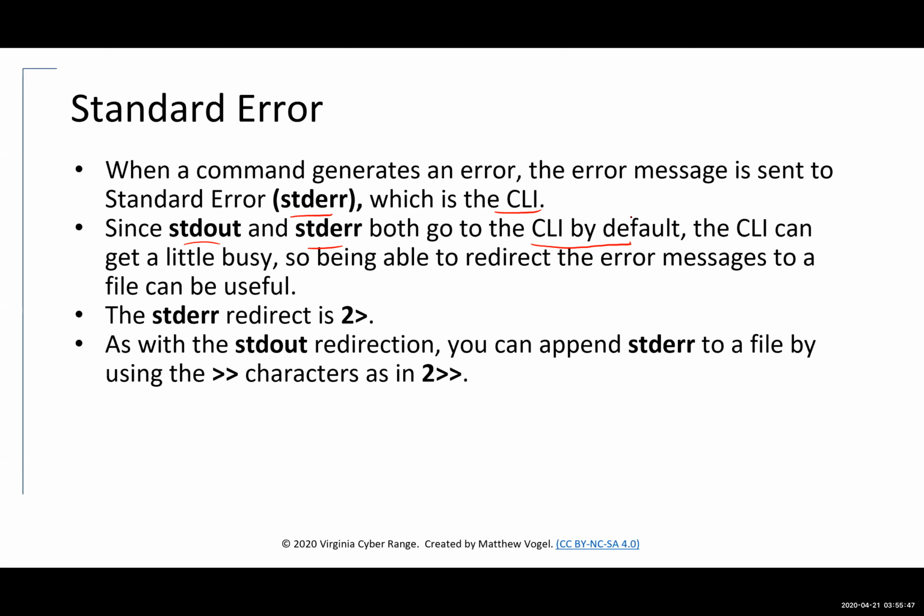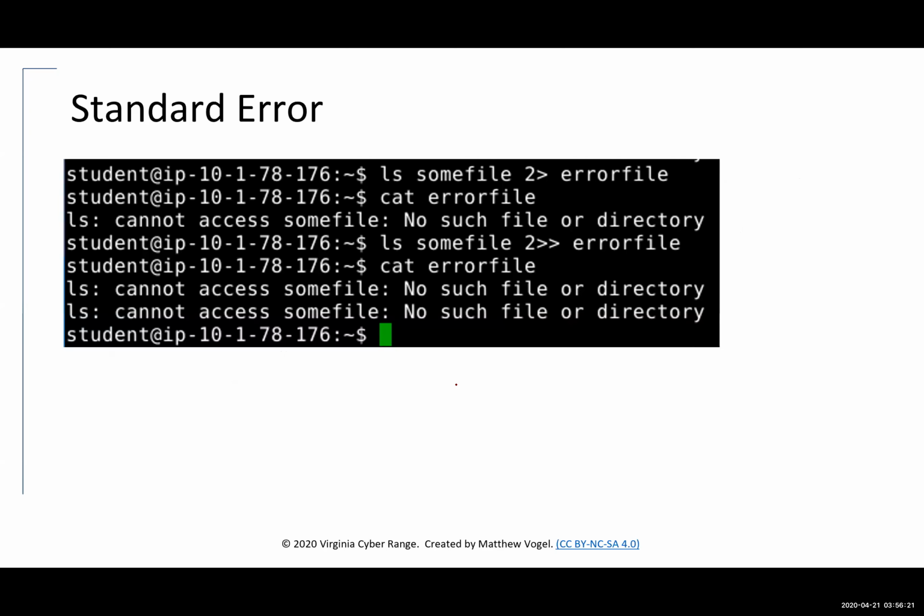And so you can use the 2 and then the redirect sign. So the 2 indicates standard error, and then the greater than sign, the single redirect, that's going to redirect any error lines, any error output to wherever you redirect it to. And normally you'd redirect to a file. And then similar to standard out, if you say 2 and then 2 redirects, then that's going to append to your file. So the next example hopefully makes that pretty clear.